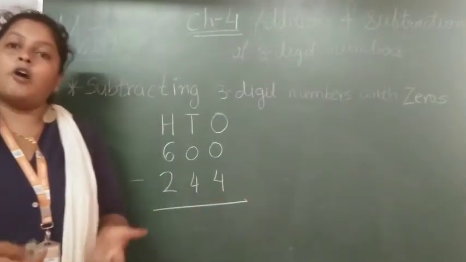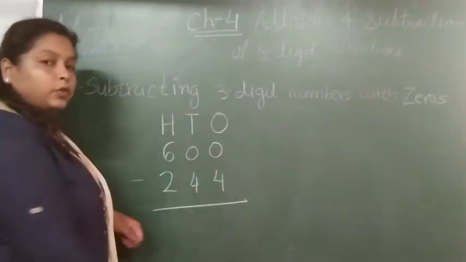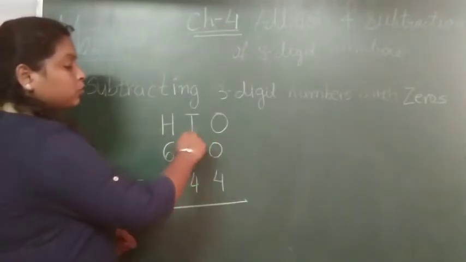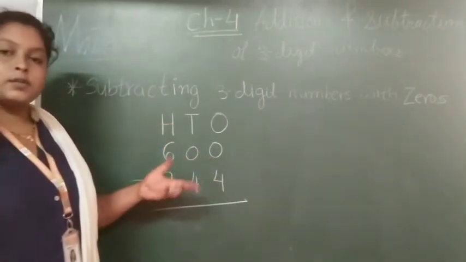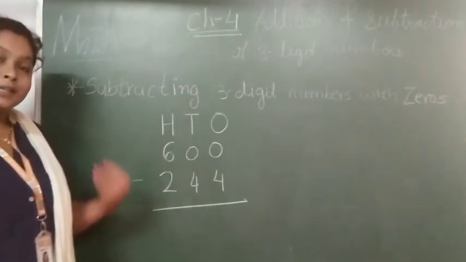Are given. How will you subtract? 0 minus 4. You can't subtract 4 from 0, so you will go to the nearby number, your friend. That is also 0. What you will do? You just have to go to that nearby number.